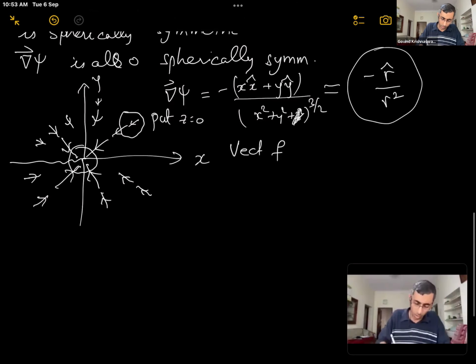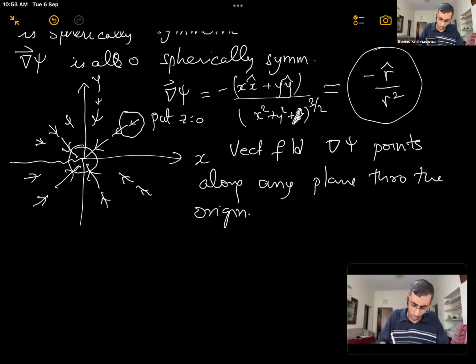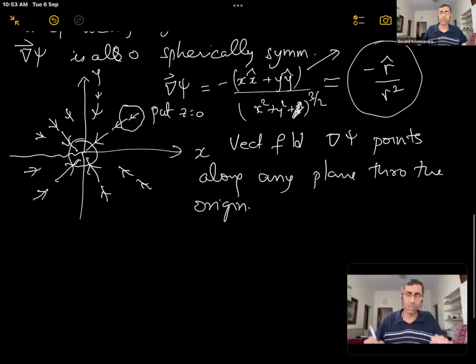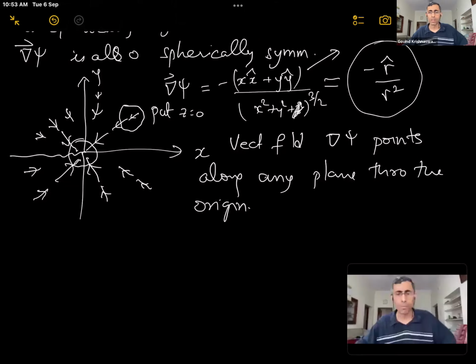So I want to note that the vector field grad psi points along any plane through the origin. In other words, in this formula, there was no z component once we went to the xy plane. Is that understood? This is because the vector field points radially inwards. Yes, Nirja, it is because the vector field points radially inwards. So if you choose any plane through the origin, it will point radially inwards on that plane. It won't have any component flying off that plane. Indeed. Is that all right?